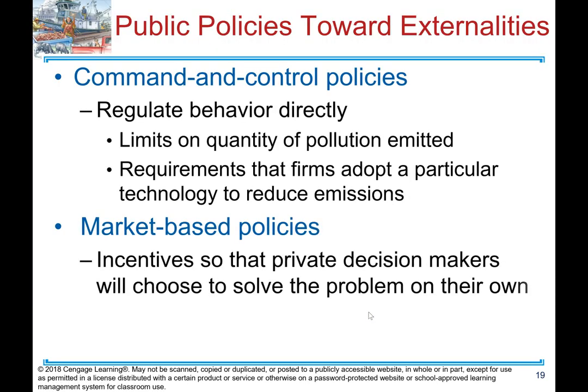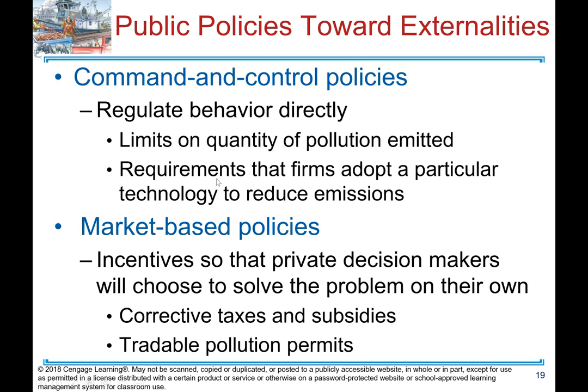Public policies towards externalities. Command and control is usually direct regulation by the government. Regulate the behavior directly: limit the quantity of pollution emitted, or require that a farm adopt a particular technology to reduce emissions. There are also market-based policies, like incentives so that private decision makers will choose to solve the problem on their own. That would include corrective taxes and subsidies or tradable pollution permits.